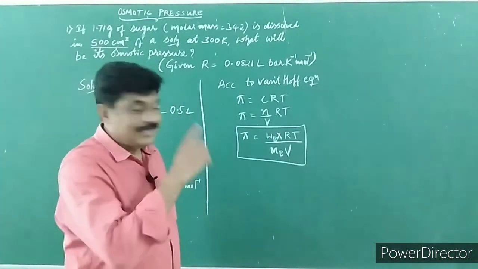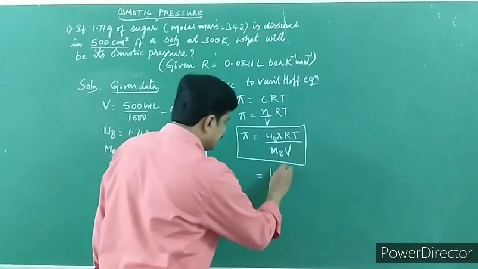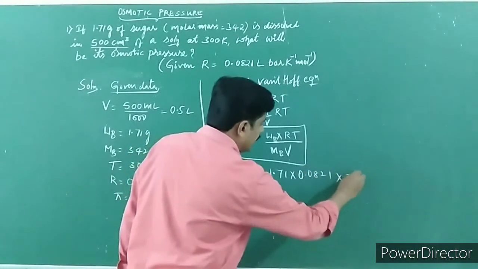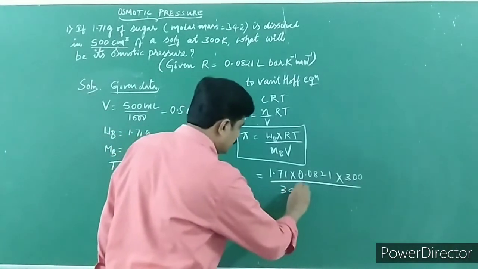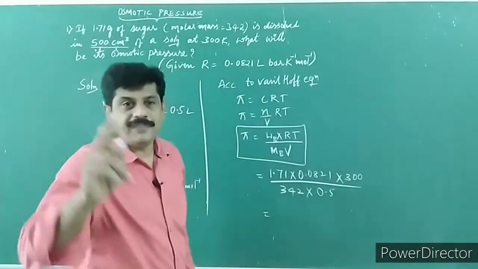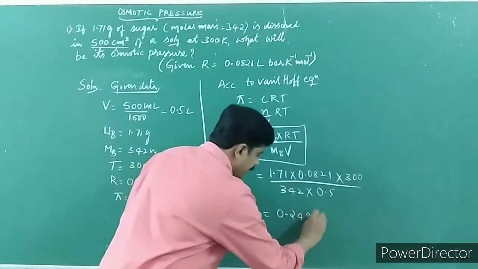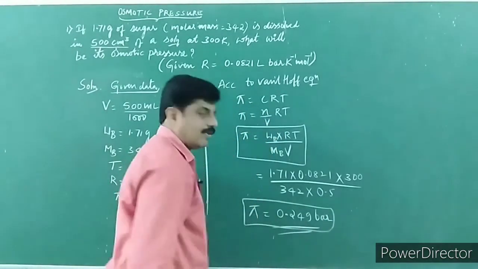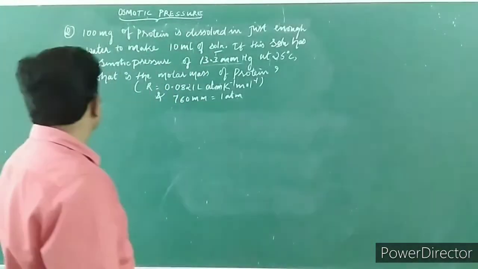Now I'll substitute the values. WB is equal to 1.71. R is equal to 0.0821 into temperature, 300 Kelvin, upon MB, which is equal to 342, sucrose, and volume is equal to 0.5. Children, if you simplify, you are going to get 0.249 bar, otherwise called atmosphere. So this is the osmotic pressure for you.